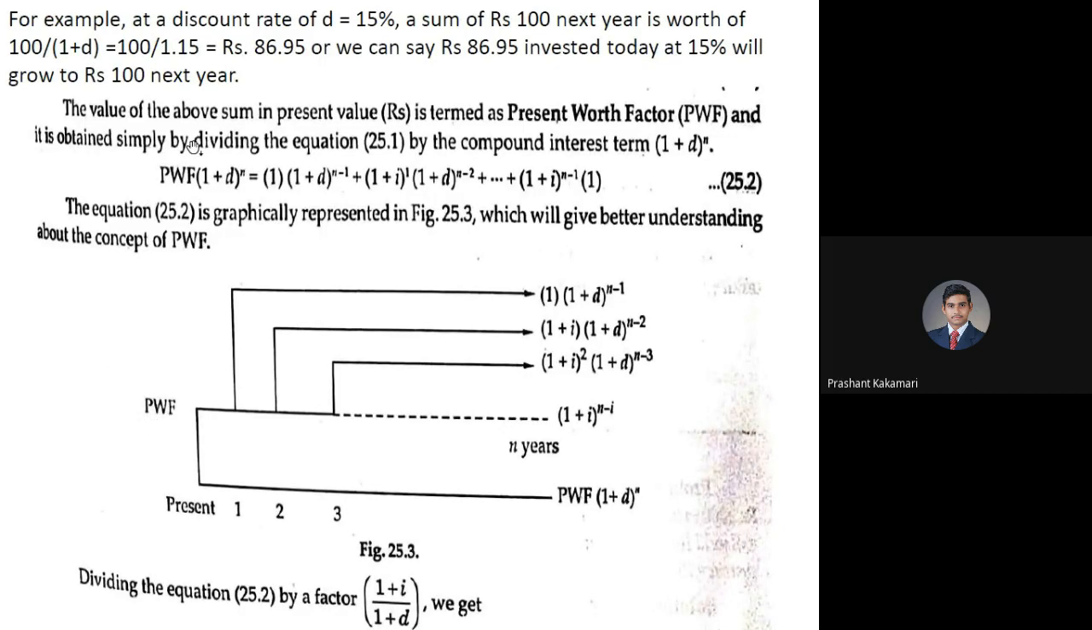The value of the above sum is the present value. This is termed the present worth factor, and it is obtained simply by dividing equation 25.1 by the compound interest term, 1 plus the rate. Whatever they have done is not important. Important is the final equation that we are going to use to find the present worth factor and the present worth value of the money.